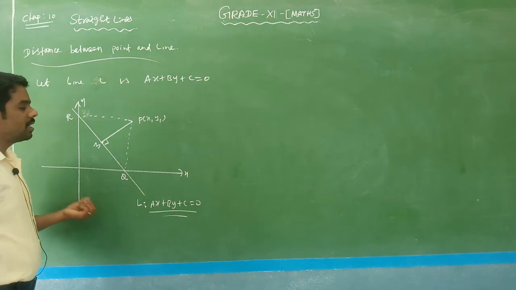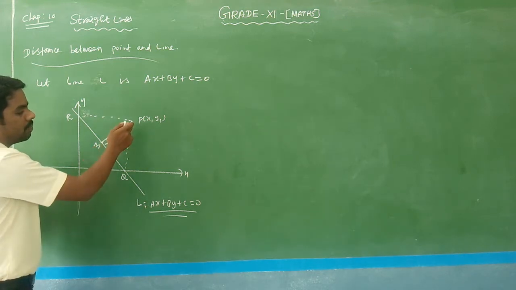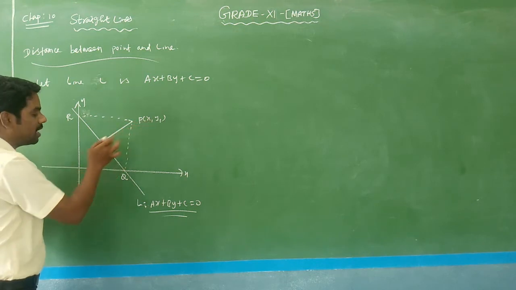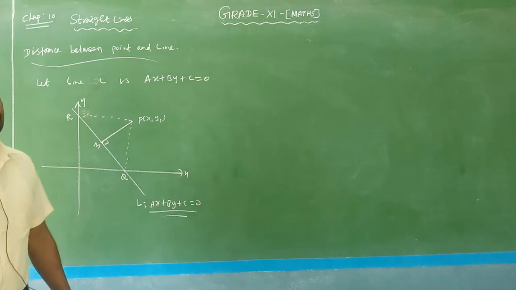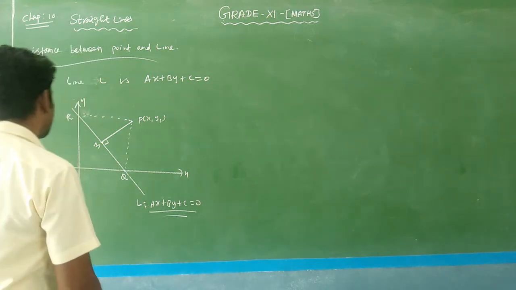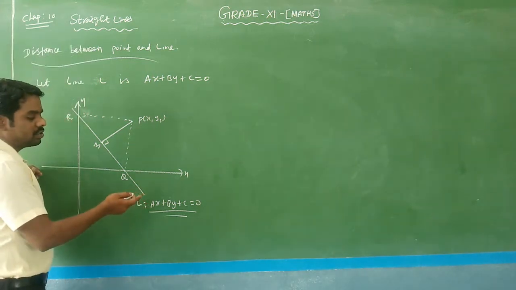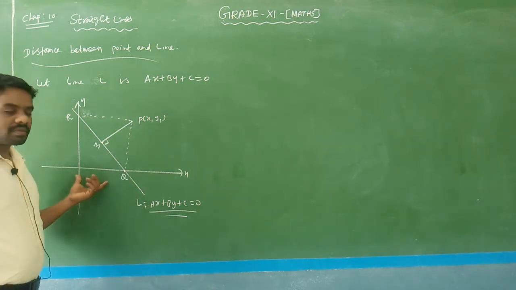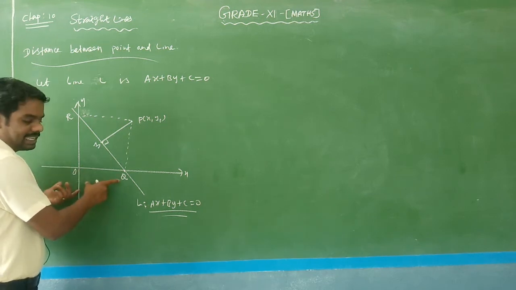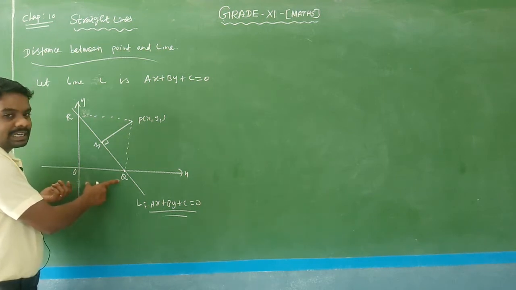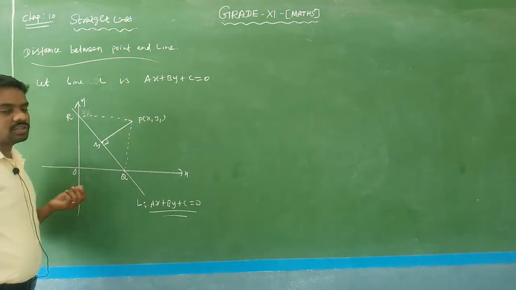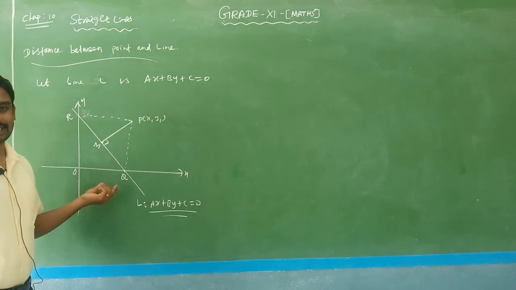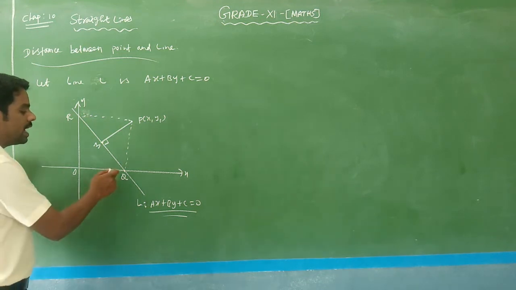So the required formula is the perpendicular distance between this point x1 comma y1 and the line ax plus by plus c equal to 0. Okay, right. So this point Q is the x intercept. This distance OQ is the x intercept. Any point on the x axis has y value 0. So here y equal to 0.